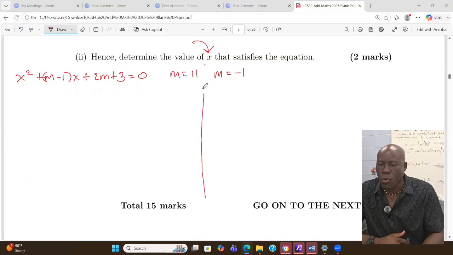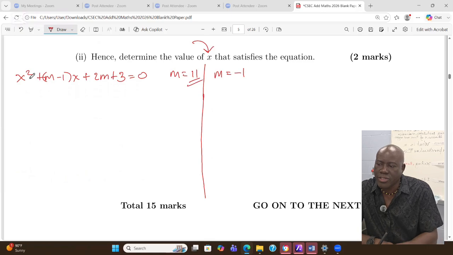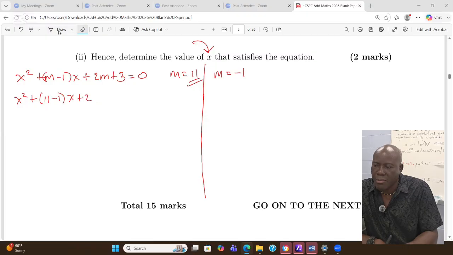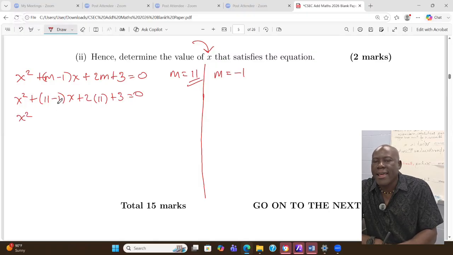Case 1, I'm going to work with when m is equal to 11. So I'm going to substitute: x squared plus (11 minus 1) x plus 2 times 11 plus 3 is equal to 0. So we're looking at x squared. 11 minus 1 is 10, so this is positive 10x. 2 times 11 is 22, plus 3 is 25. And this is equal to 0.